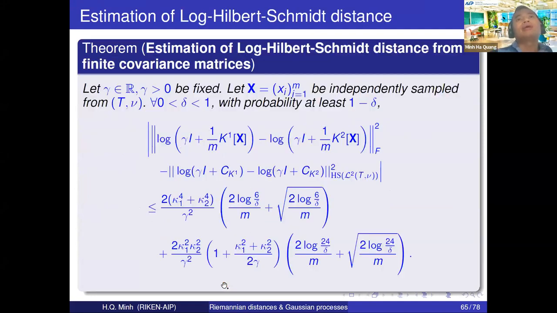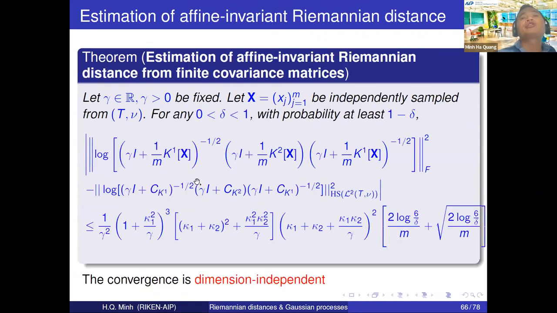We can do the same thing for the Hilbert-Schmidt distance and the affine-invariant Riemannian distance. The technical details are different, of course, because they are different distances, so we have to use different representations with the RKHS covariance and cross-covariance operators. But the idea is quite similar. We have the same kind of dimension-independent sample complexity, with the empirical version converging to the theoretical version.